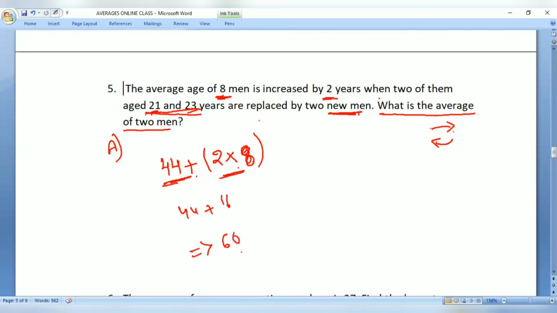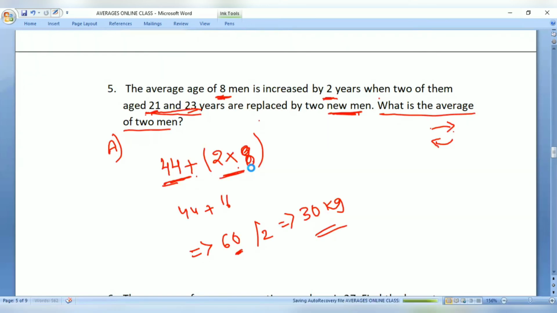Now this is not the answer. What they are asking is, what is the average of the two men? So 60 divided by 2 will become 30. So 30 is the required average of the two persons.